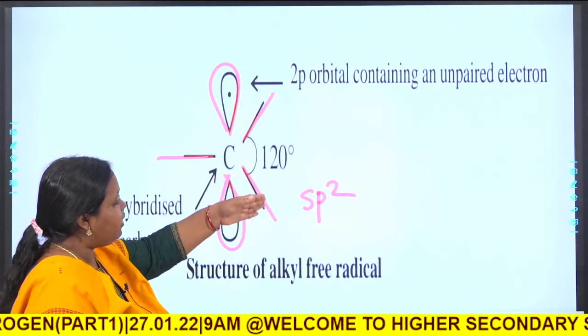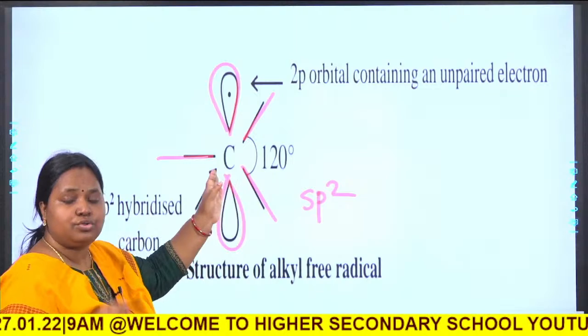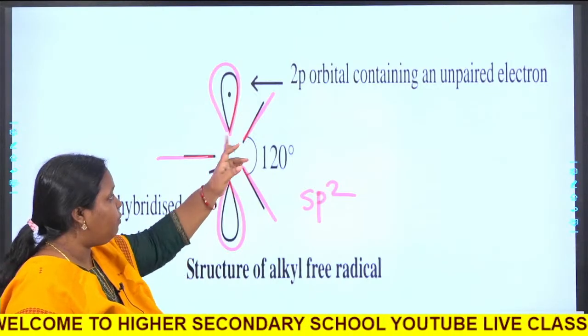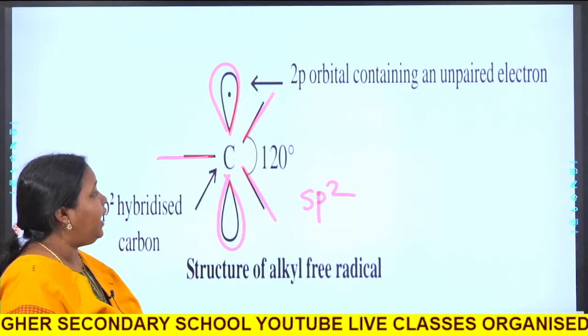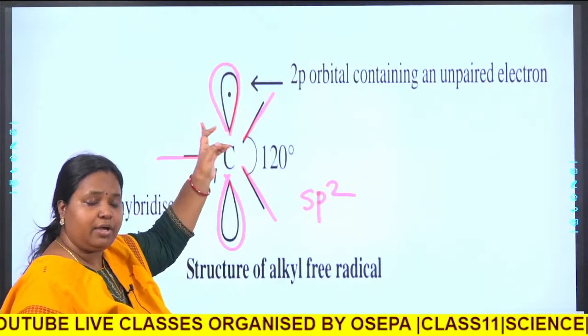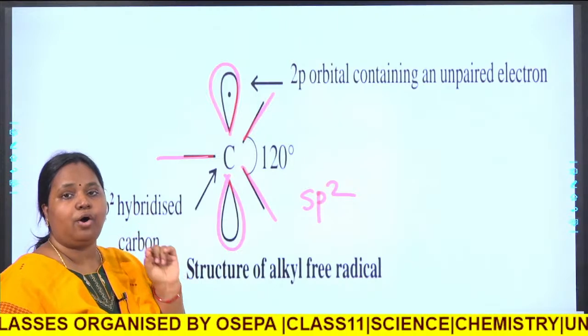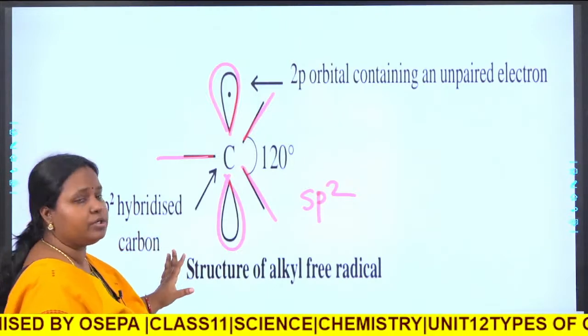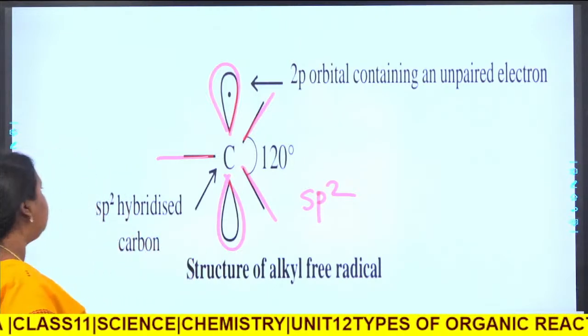Hence the hybridization will be sp2. So, the structure will be planar, bond angle will be 120 degrees, having a p orbital containing one odd electron. This is the structure of the free radical.